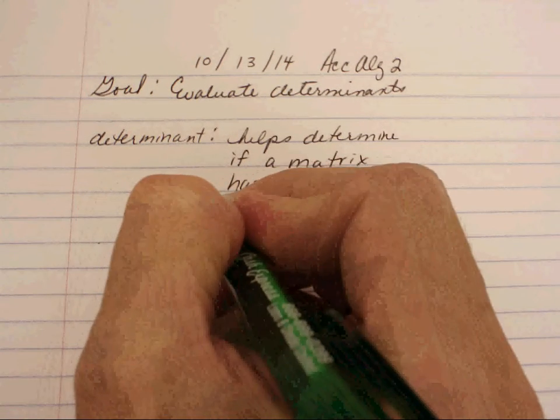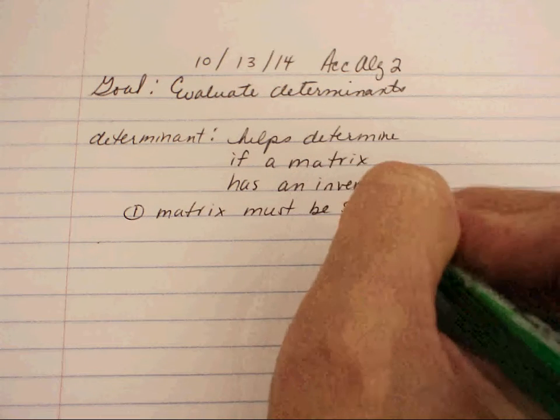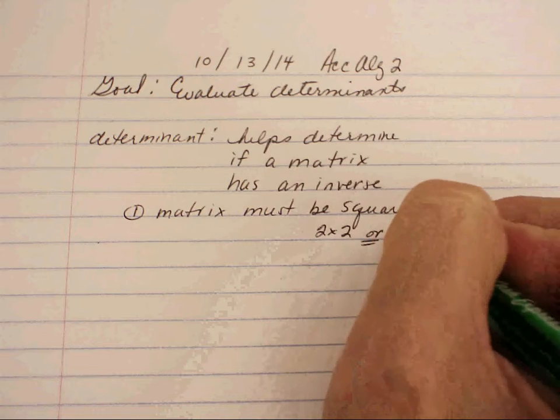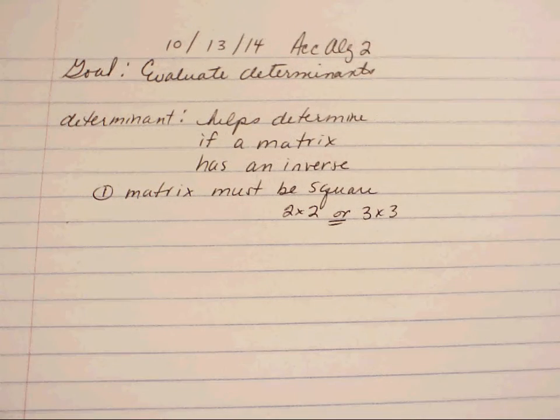The first requirement is that the matrix must be square. And the two sizes we will work with are 2 by 2 or 3 by 3. We will not do any bigger.